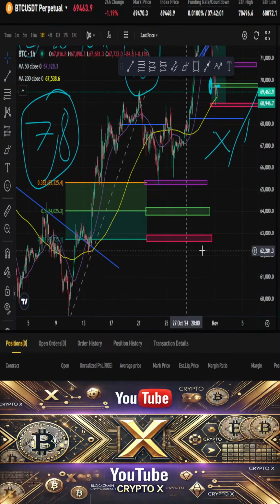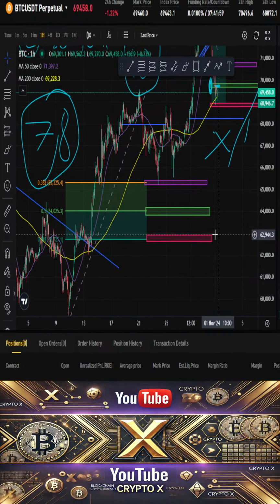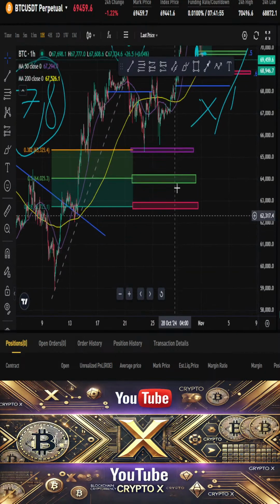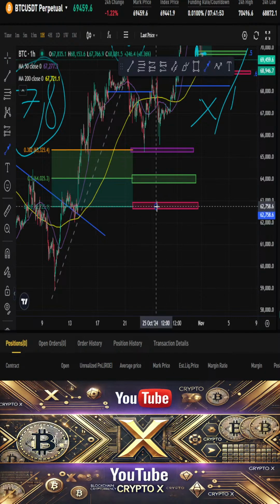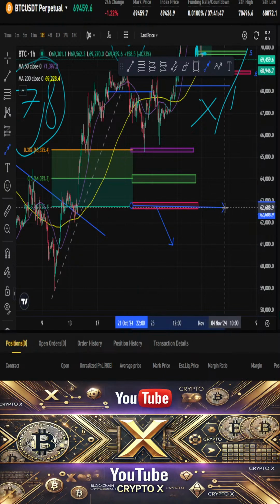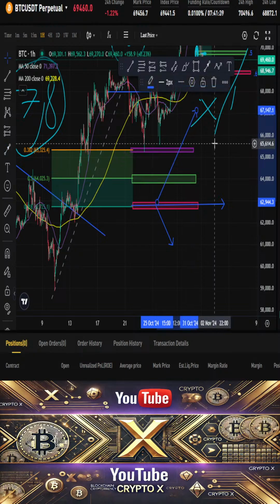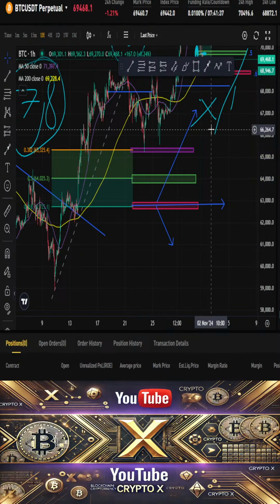Then if we are seeing 0.618, if it is touching 0.618, then it might go a little bit down, but it is the best place for the reversal. If it is going above this one, then the trend is 100%. Like I can guarantee you, it is.